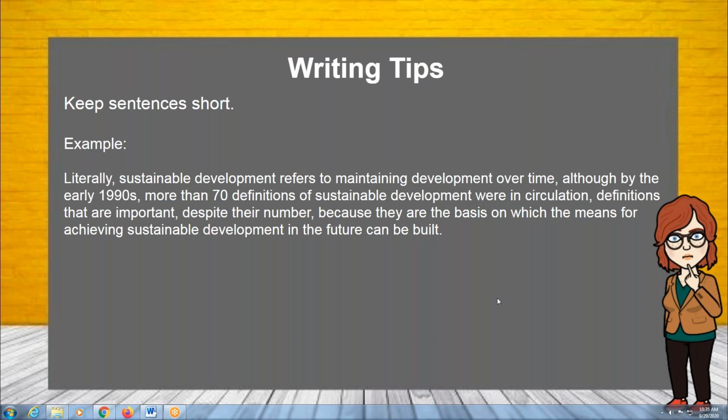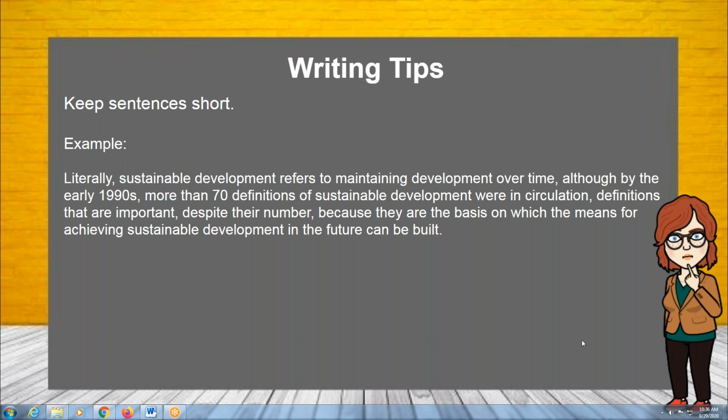So let's look at our super long sentence here. Literally, sustainable development refers to maintaining development over time, although by the early 1990s, more than 70 definitions of sustainable development were in circulation, definitions that are important despite their number because they are the basis on which the means for achieving sustainable development in the future can be built. Wow, that is a lot of information in one sentence.